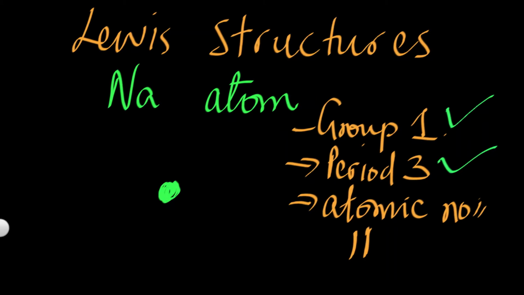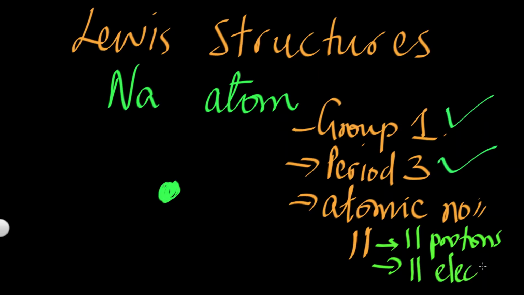From the atomic number, we know that it has 11 protons. And because in an atom, the number of protons is equal to the number of electrons, we also know that sodium has 11 electrons. So sodium has 11 protons. It also has 11 electrons. Now, with all this information, I can draw the structure of a sodium atom.